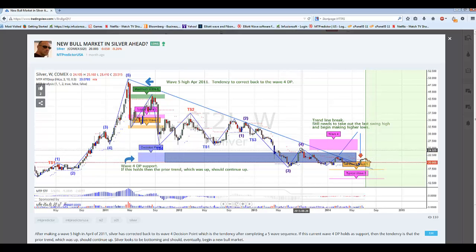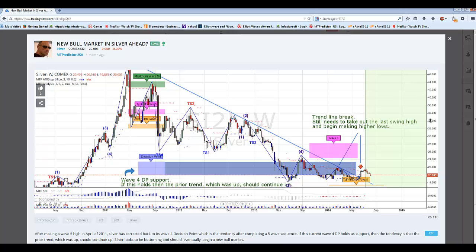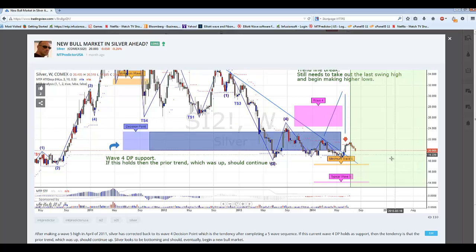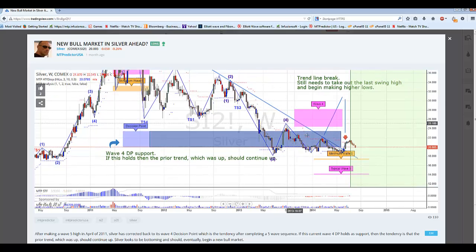So this wave 4 here, again, the wave 5 target is still out there. That's around $17.60 in silver. So we dropped below 20 there. It bounced a little bit off of 19 and change, but we'll see. Again, once they approached that prior swing high, things began to roll over again. So we're going to need to see, and you can see I wrote that here, the trend line did break, but we still need to take out the last swing high and begin making higher lows.